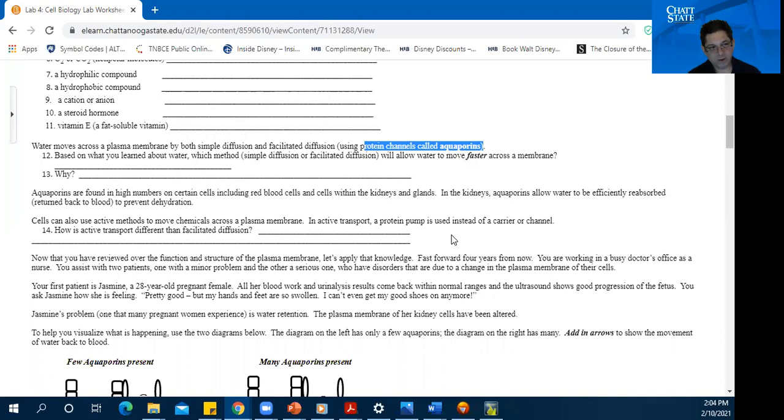Now, how are they different is where one uses ATP, the other one does not. So which one uses ATP in number 14? Active. Active, right. So how are they different? One uses energy, which is active. The other one does not, which is facilitated.